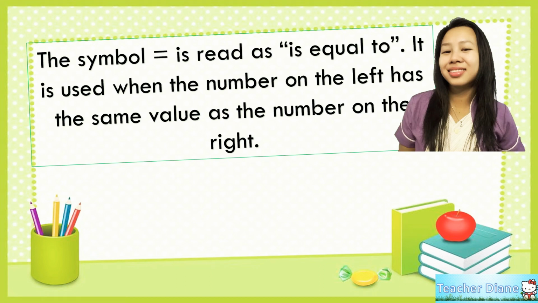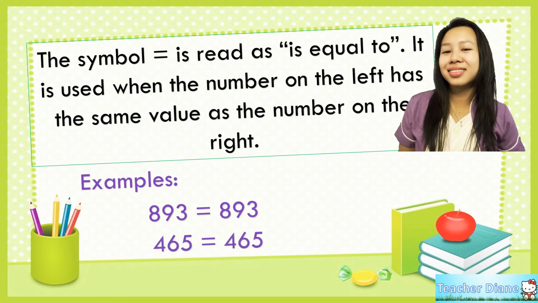The symbol is read as is equal to. It is used when the number on the left has the same value as the number on the right. Examples: 893 is equal to 893. 465 is equal to 465.